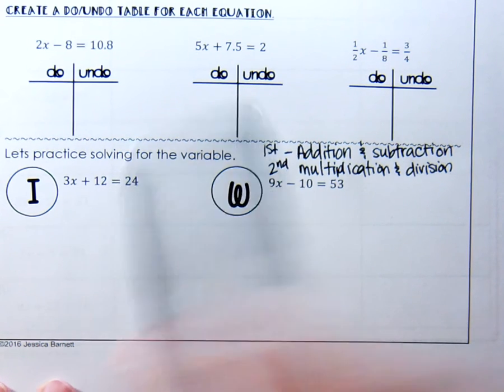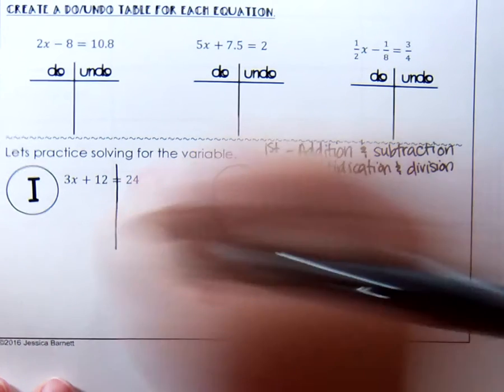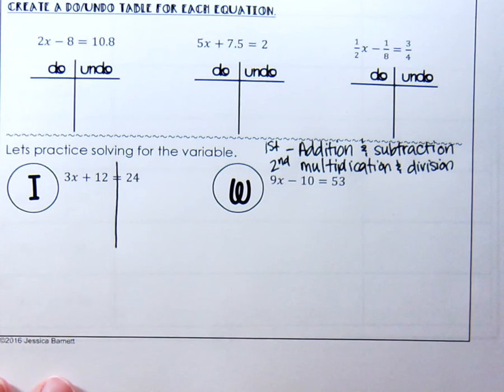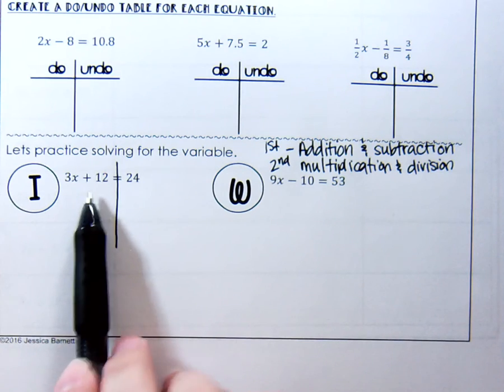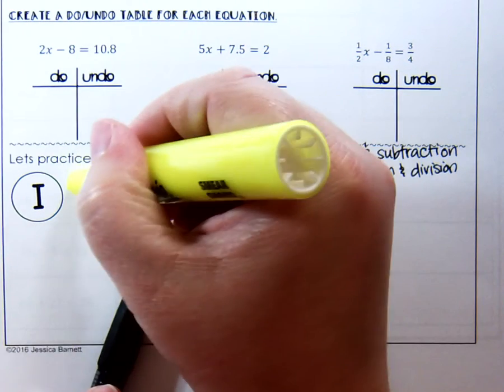The first thing we're going to do is separate our equation into two different sides to remember that we need to keep it balanced. The second thing that we're going to do is our addition and subtraction. So we notice we want to get x by itself. So we have x over here on the left-hand side.